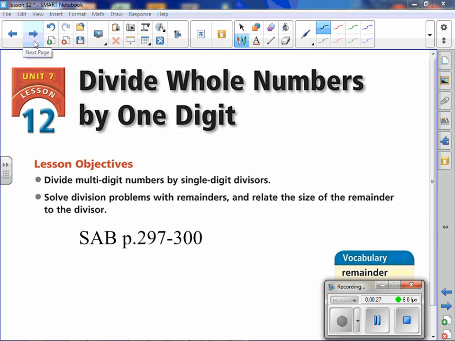So get that open. Remainder is our vocabulary word. It's just the leftover. So when a number doesn't divide into a number evenly, it's what's left over after you've done your dividing.